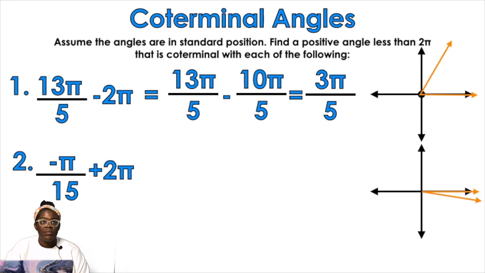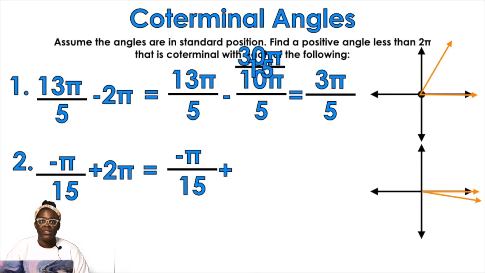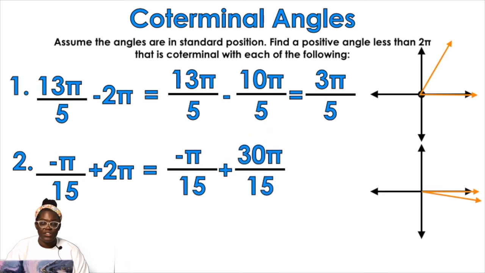Okay. The second one, we're going to add 2 pi because it was less than 2 pi. So we're adding. So negative pi over 15. So what are we going to do? Plus 30 pi over 15, because you've got to ask yourself, 15, what divided by 15 equals 2? 30. Or you could just do 2 times 15. That would also work. All right, so we're going to get 29 pi over 15.